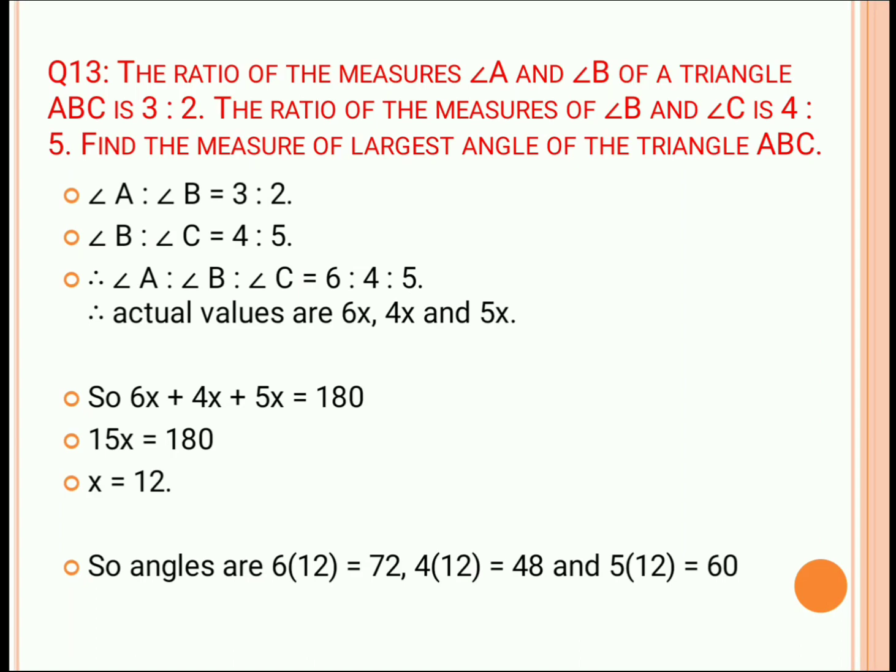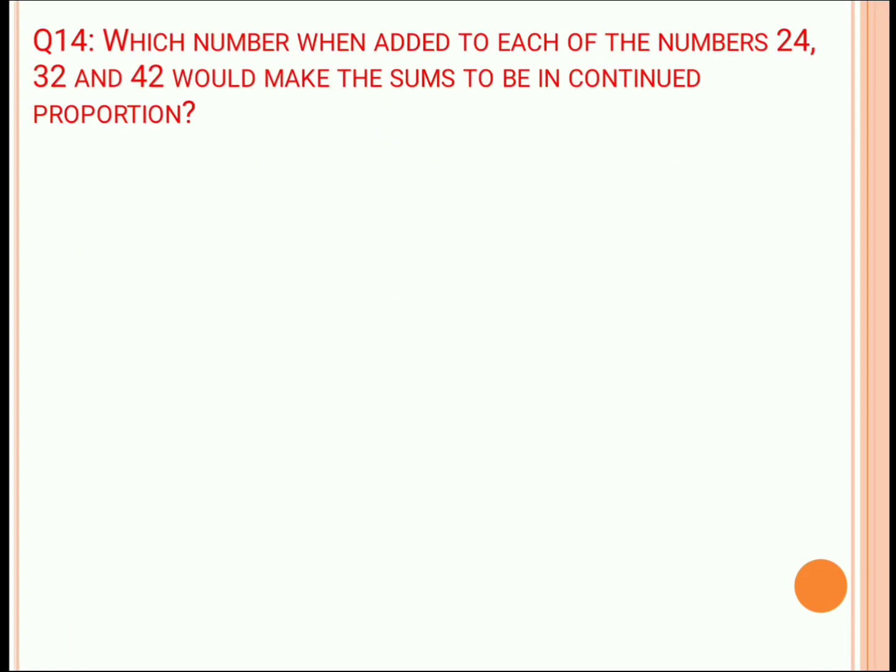Now let's move to the next problem. Question number 14. Which number when added to each of the numbers 24, 32 and 42 would make the sums to be in continued proportion?